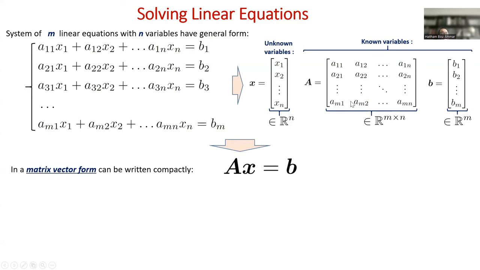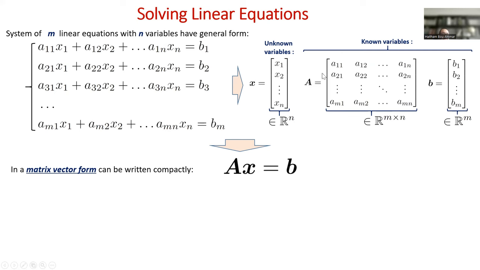Now notice that if I have this notation, if I multiply A by X and set that equal to B, I will recover those equations. Because now you know how to multiply a matrix by a vector, remember? You take the first row, do the inner product with X, then the second row, inner product with X, then the third row, inner product with X, and so on.